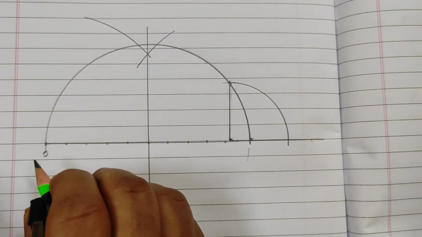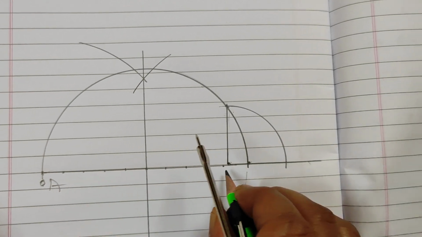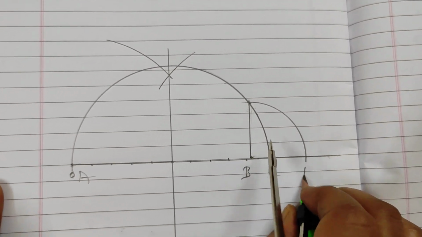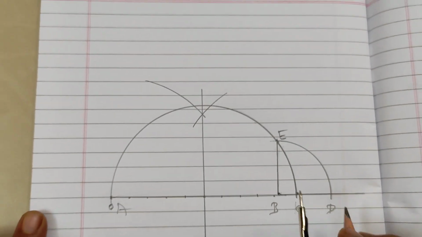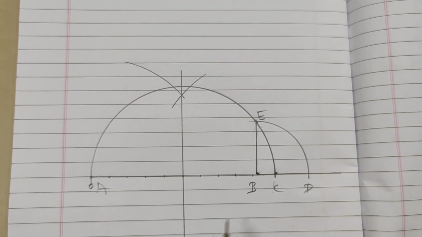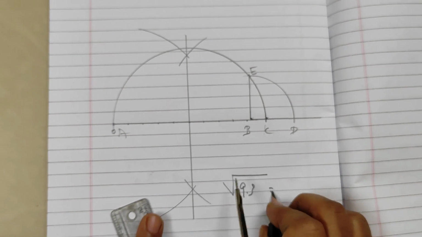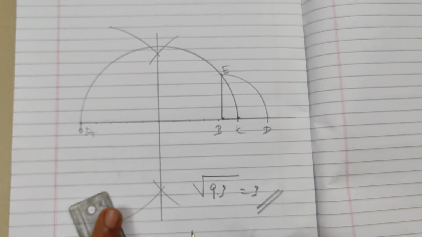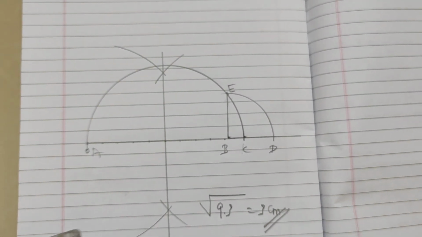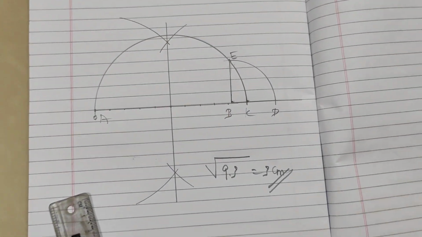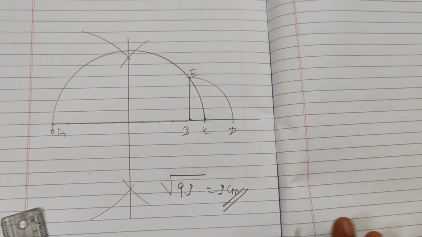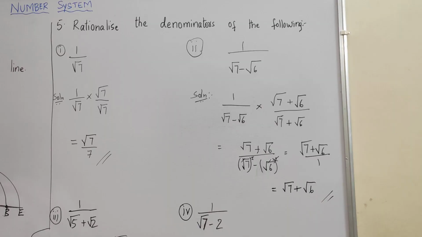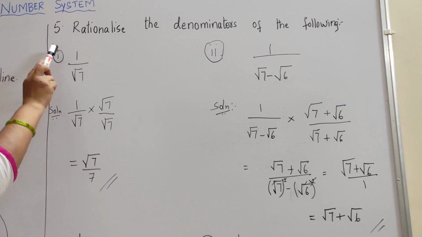So you can name this as A, B, C, D, E. Whatever name you want you can give. And this is the value of root 9.3. You just measure and write. You are getting approximately 3 centimeter. So this is the method of drawing the root 9.3 on a number line. Is it clear? Now coming to question number 5.